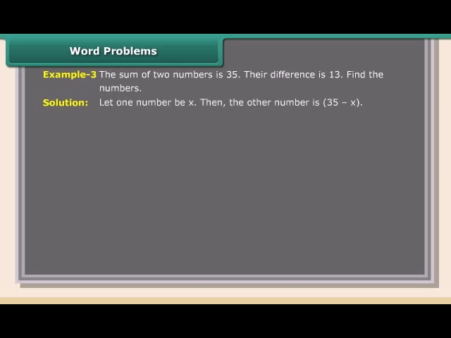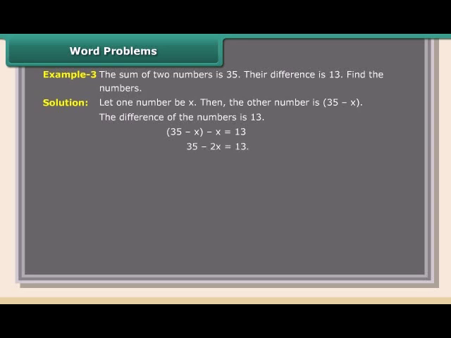Example 3. The sum of two numbers is 35. Their difference is 13. Find the numbers. Solution: Let one number be x, then the other number is 35 minus x. The difference of the numbers is 13.